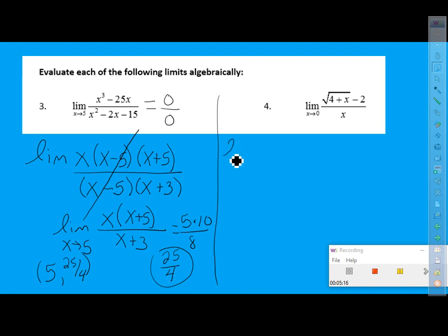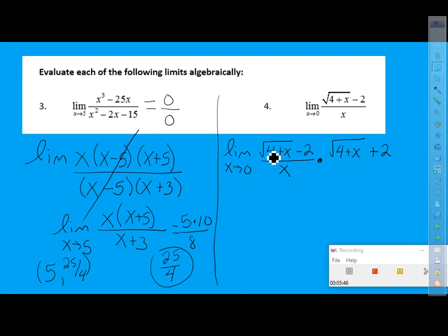So here's how to attack this one. I'm going to find the limit as x approaches 0 of the square root of 4 plus x minus 2 over x. Notice that if you plug in 0, you're going to get 0 over 0. There's a limit, we just got to go find it. Well, here's how we attack this. We're going to multiply through by the conjugate. So I'm going to multiply through by square root of 4 plus x plus 2.